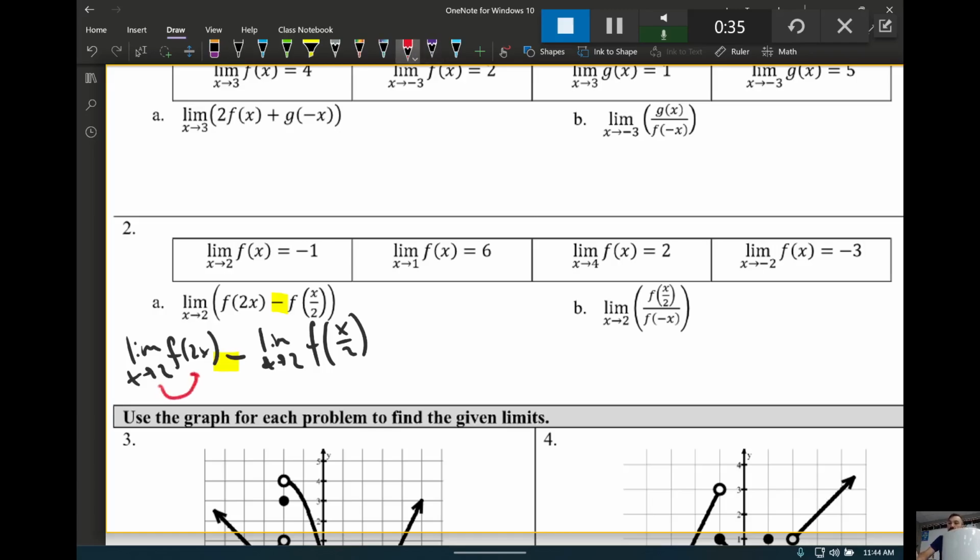So if I do direct substitution here, if I plug a 2 into here, this is really saying f of 4. And what is f of 4 equal to? Right here. If you plugged in a 4 here, f of 4 is 2. And then minus, okay, over here, if I plug in a 2, this would be f of 2 over 2, or f of 1. Which one of these would be f of 1 if you did direct substitution to those? Okay, if you plug 1 in here, f of 1 is 6, so I'm putting a 6 in place of that. So your answer comes from 2 minus 6, which should be negative 4.